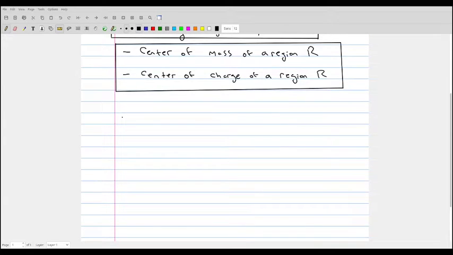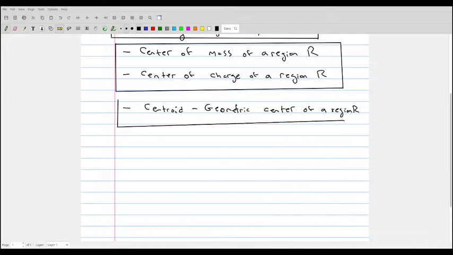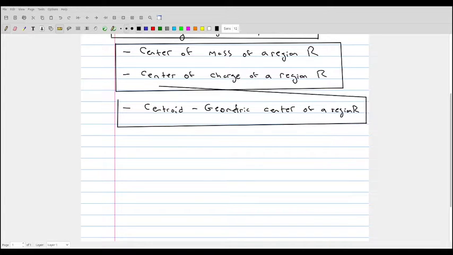And related to the center of mass formula and the center of charge formula, we can find a formula for what's called the centroid, or the geometric center of a region R. Basically, this is going to be a simplified formula that we can obtain directly from our formula for the center of mass and for the center of charge.